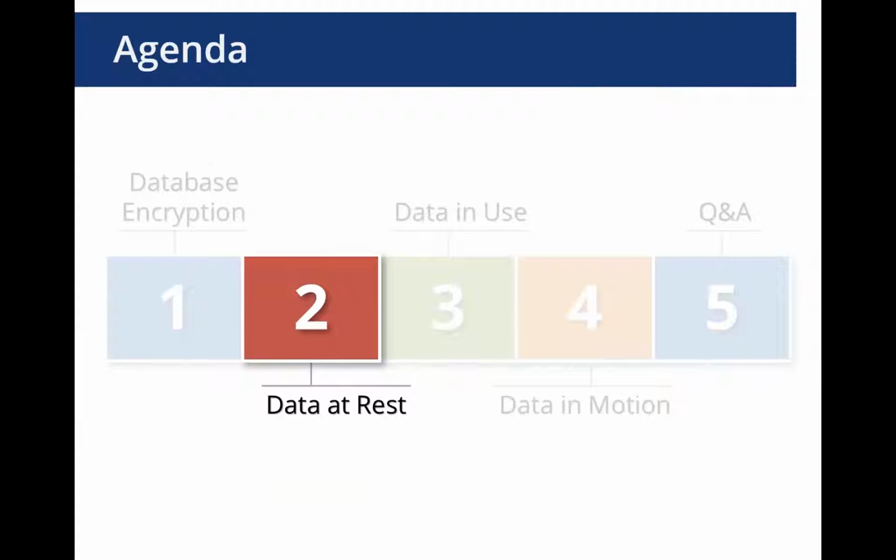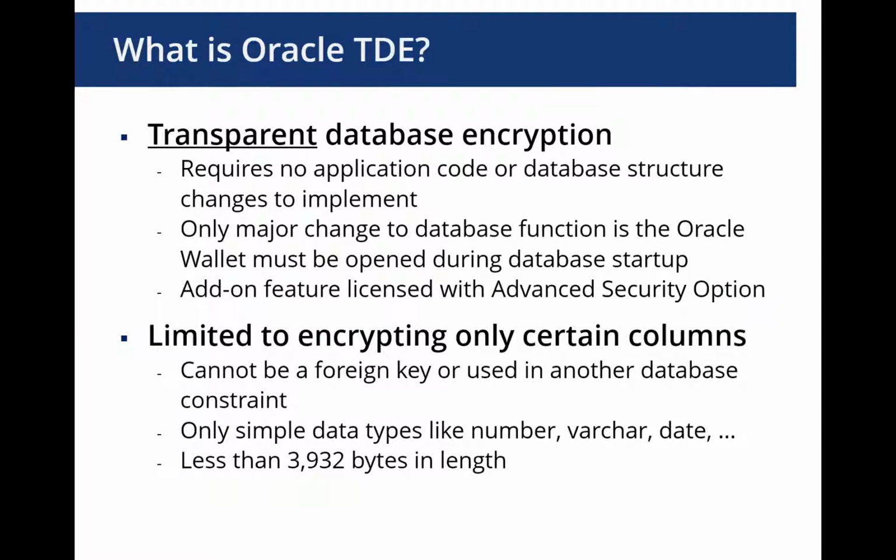So let's delve into data at rest encryption. Primarily we're talking about Oracle TDE here, transparent data encryption, and the key is that it's transparent. There's no requirement to change your application or the database structure. The data model stays the same, the application code stays the same. Every time Oracle reads and writes to the disk, it does the encryption and decryption. You can use a wallet to store the encryption keys.